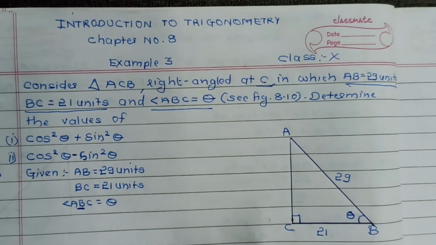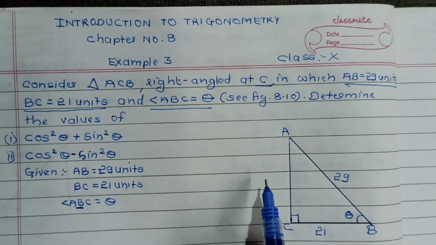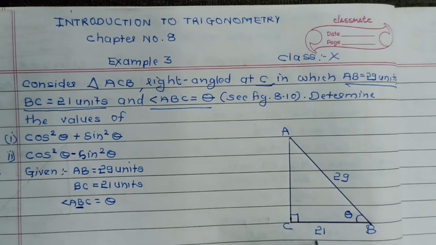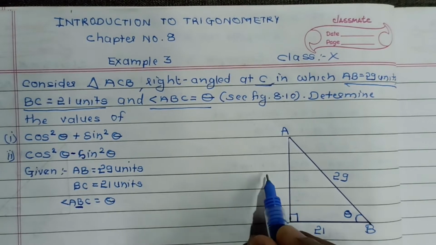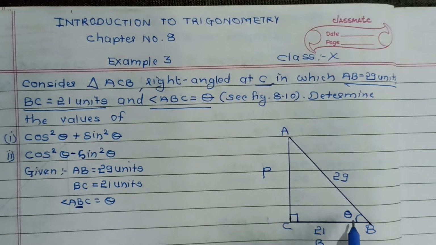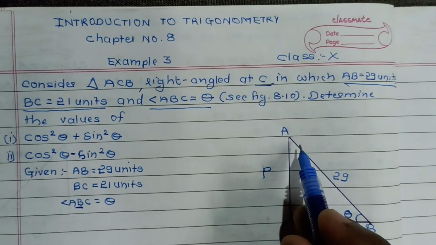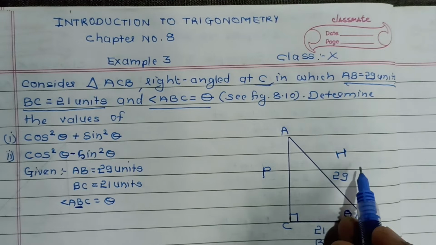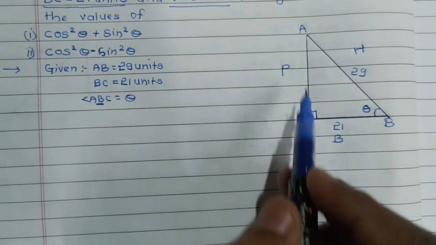Before writing the Pythagoras property, let me tell you what is base, what is perpendicular, and what is hypotenuse of this right angle triangle. Here base is BC. Why this is base? Because right angle and acute angle is available on one side. What is perpendicular here? AC is a perpendicular. Why? Opposite to acute angle is always perpendicular. And what is hypotenuse? Hypotenuse is AB. Why this is a hypotenuse? Because opposite to right angle is always hypotenuse. Now let us write the Pythagoras property to find out the value of this AC.